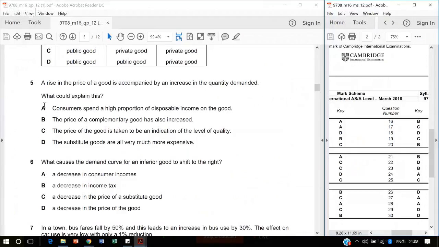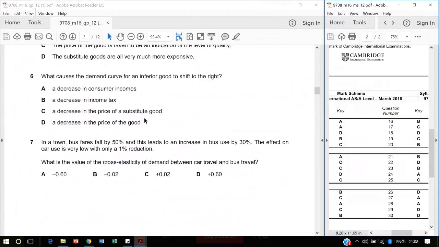6. What causes the demand curve for an inferior good to shift to the right? Okay, let's think. What is an inferior good? An inferior good is a good which has a negative YED. So as our income rises, we buy less of them, and instead we move to normal goods, which have a positive YED. So what causes the demand curve for an inferior good to shift to the right? A decrease in consumer incomes, a decrease in income tax, a decrease in the price of a substitute good, a decrease in the price of the good.